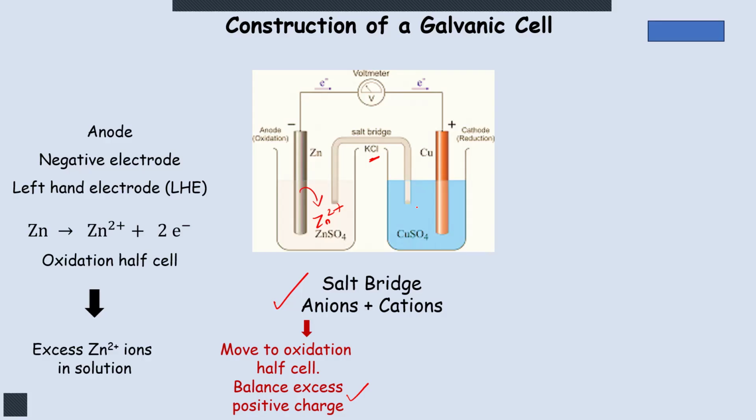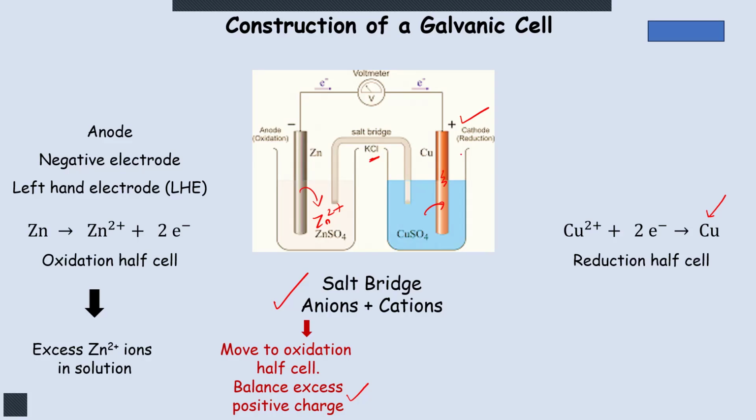So it is a reduction half cell. Copper 2 plus ions in the solution gain electrons at the surface of the copper rod and get reduced to copper atoms. These copper atoms get deposited on the copper rod. Since positive copper 2 plus ions are adding to the copper rod, the copper rod becomes positively charged.